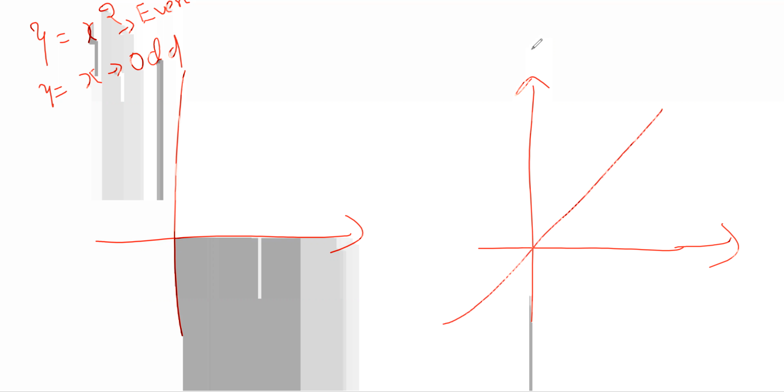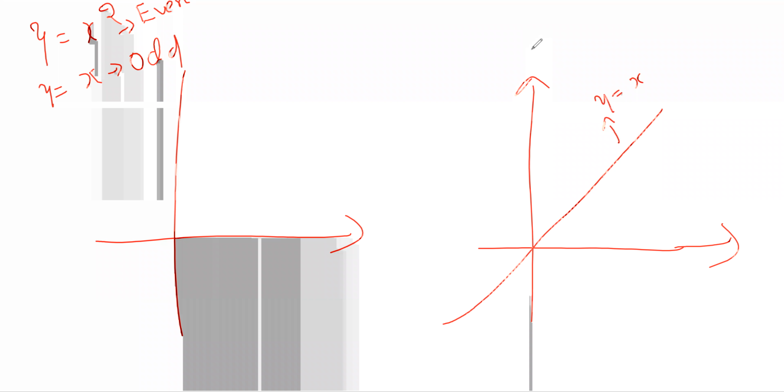But that's not the image. What's the diagram of y equals x? This is the image of y equals x. And we know that mathematically, so that will become an odd function.